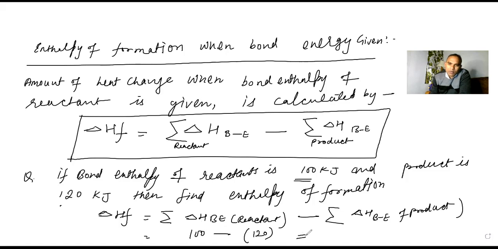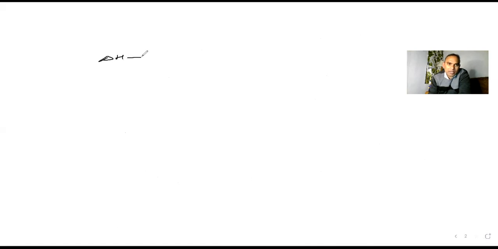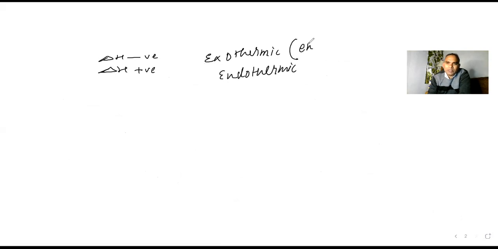Now they are talking about how much energy is going to change. So 100 minus 120, it is coming minus 20. That is the delta H value. Delta H negative means exothermic. And if delta H is coming positive, positive means endothermic. Negative means energy released, exothermic. And here, endothermic means energy absorbed.